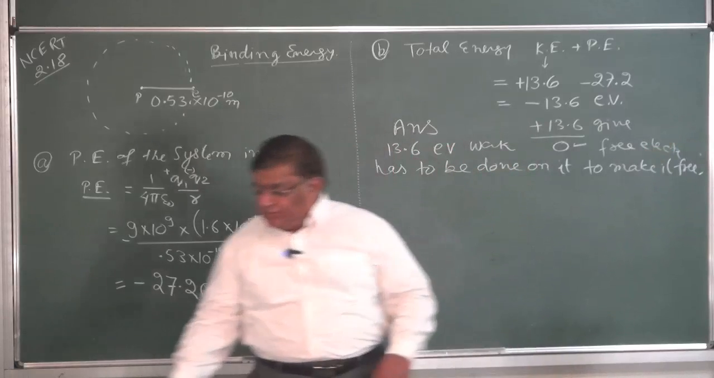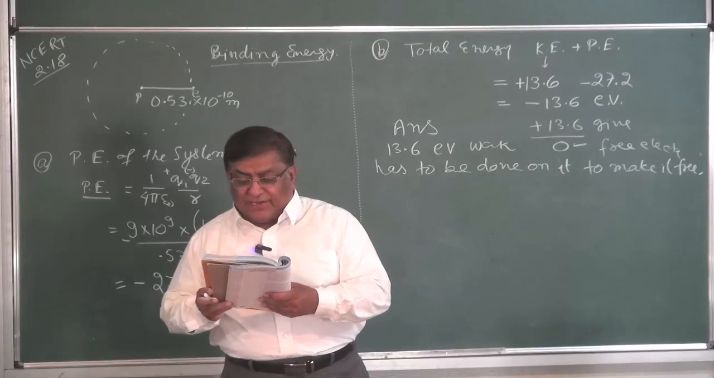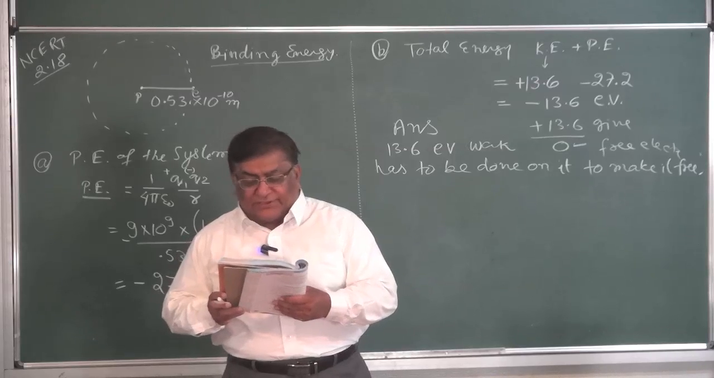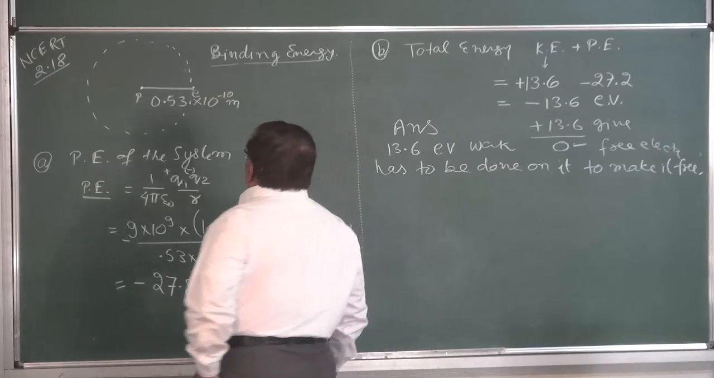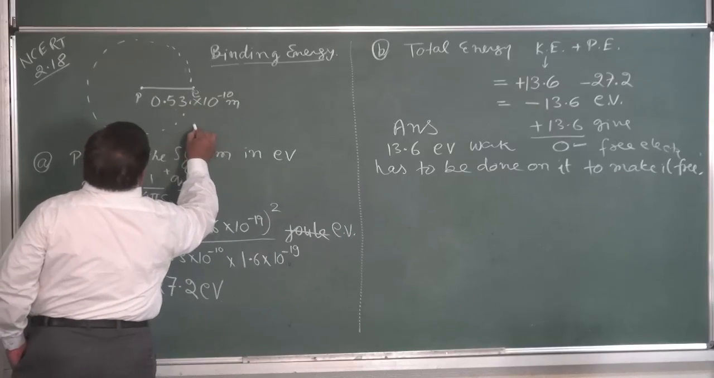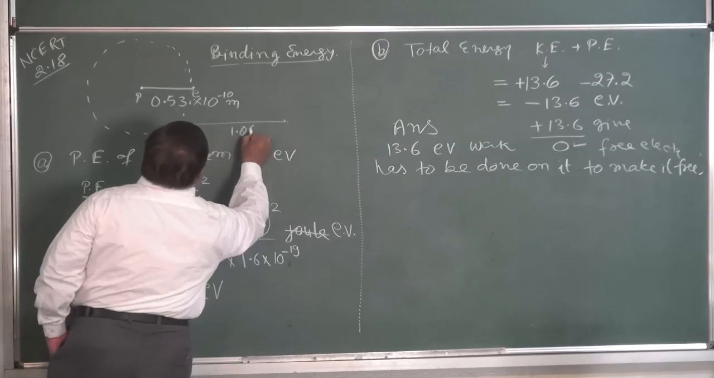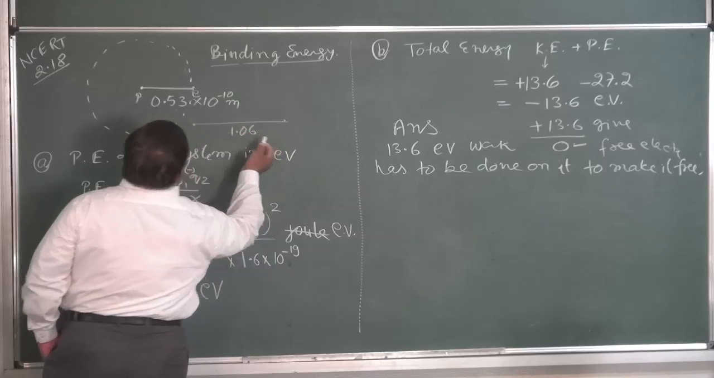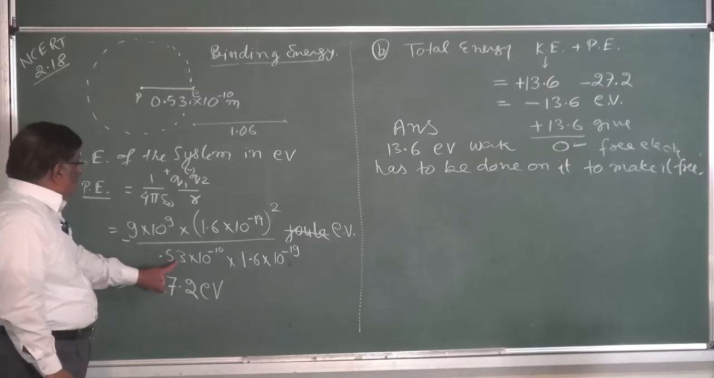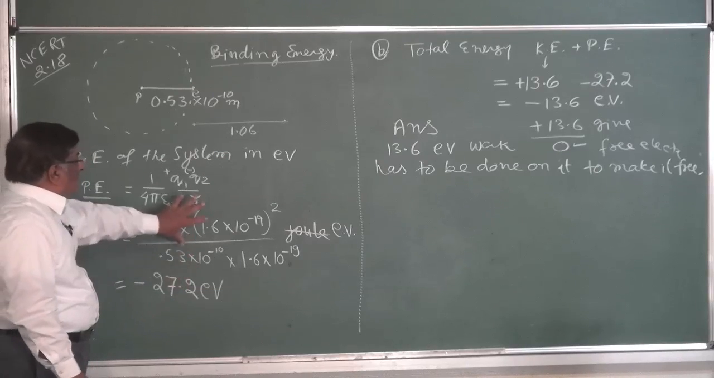Okay, this is our second answer. Is there any other part? Yes, part C. What are the answers A and B above if the zero of potential energy is taken at 1.06 angstrom separation? If this is the separation, then what will all these answers be? Okay, do it again. In this place, what will we put? This 1.06. Then this answer will change.